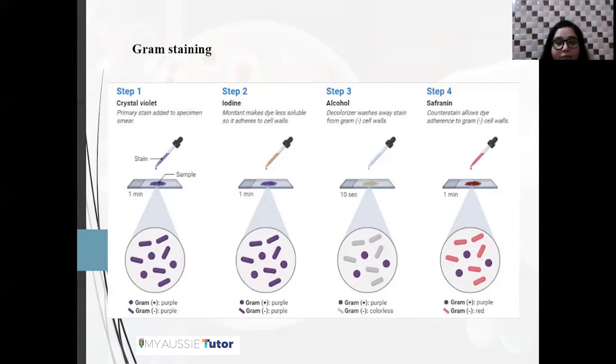And the fourth one is safranin. Those cells which lose the primary stain will gain the safranin, which shows a red color. So the gram positive bacteria will show purple colored cells. However, the gram negative bacteria, which retain the safranin color, will show red colored cells. So this is how gram negative and gram positive bacteria can be segregated, and we will be able to further design a test based on the gram positive or the gram negative bacteria.